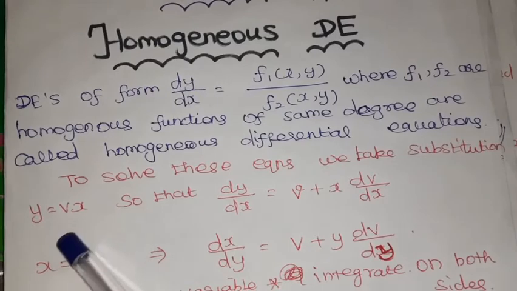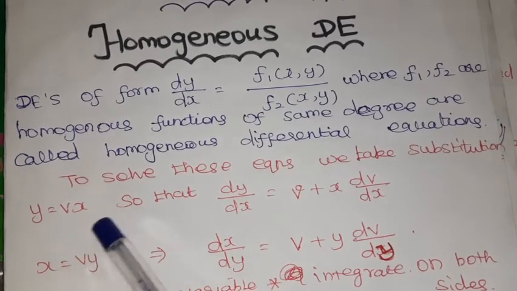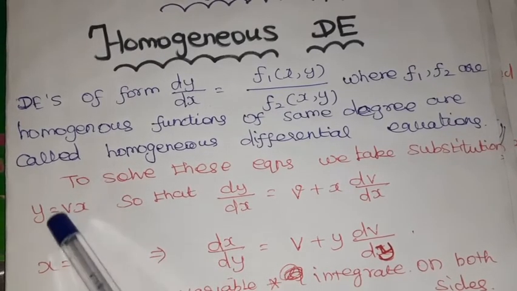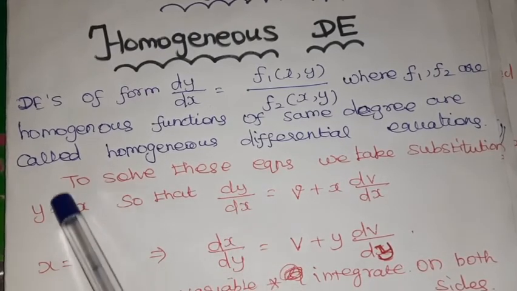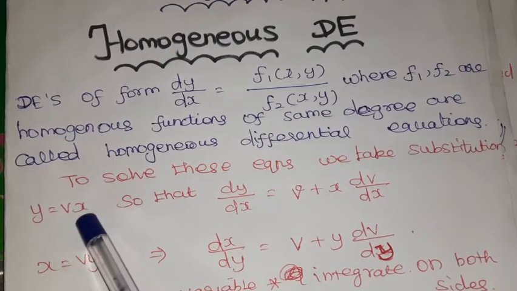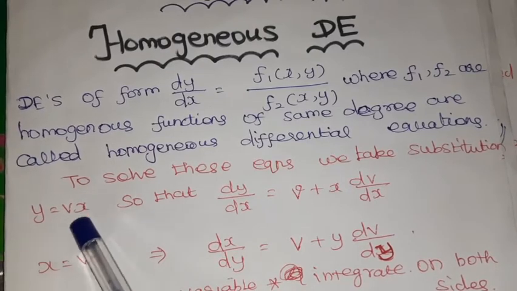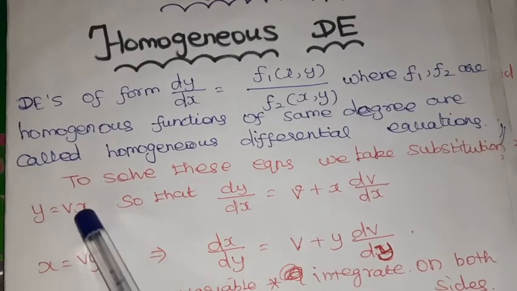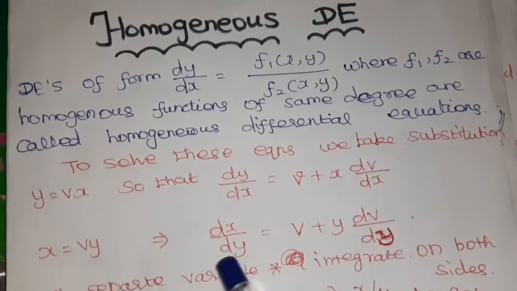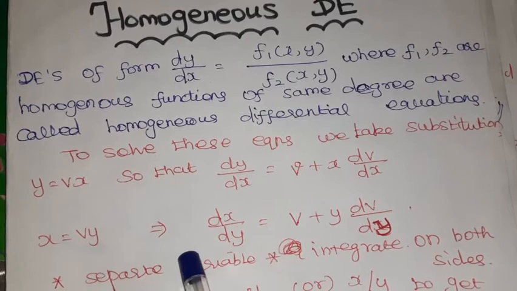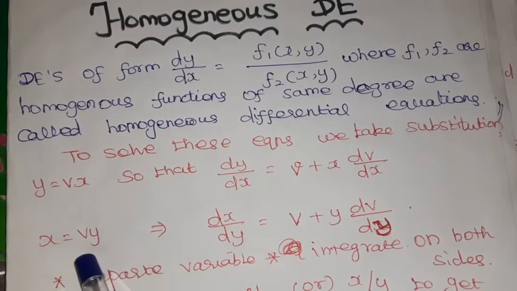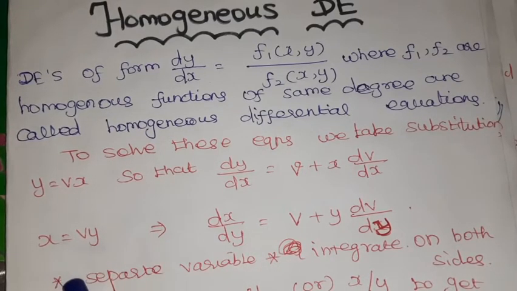What is that? Put y equal to vx, and differentiate with respect to x. What will we get? dy by dx equal to, by the uv formula, differentiation of uv, v plus x dv by dx. In case we put x equal to vy, differentiating with respect to y in this equation, we get dx by dy equal to v plus y dv by dy.